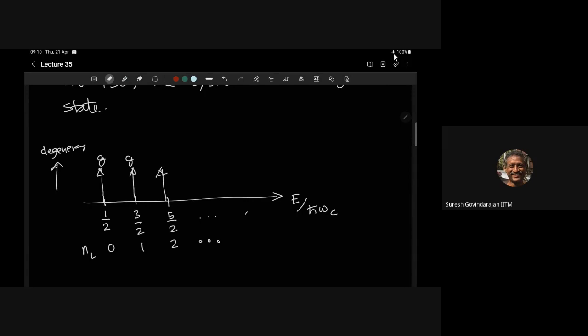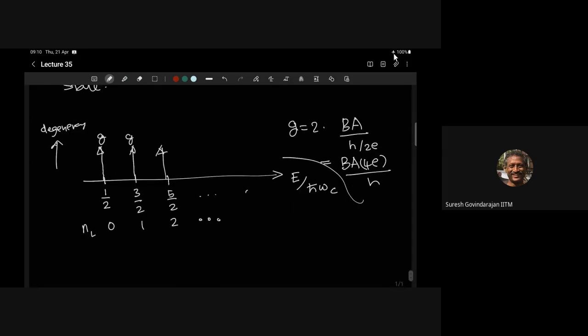And what is G? G was 2 for spin times BA divided by phi naught, which is the flux quantum h by 2e. So this will be BA into 4e by h. These are formulae from last lecture. So now the question is, we have N particles.